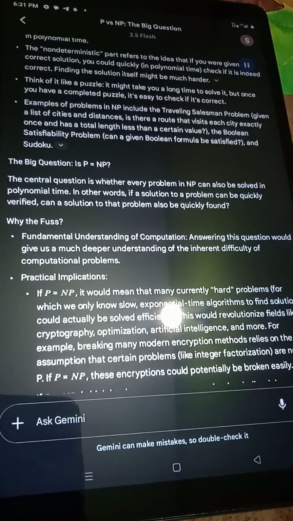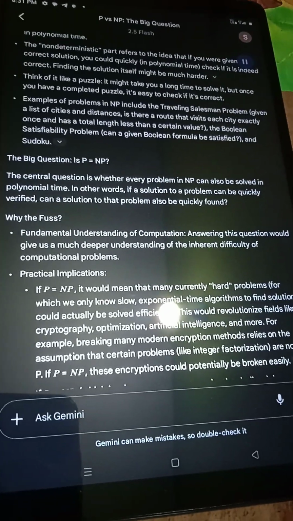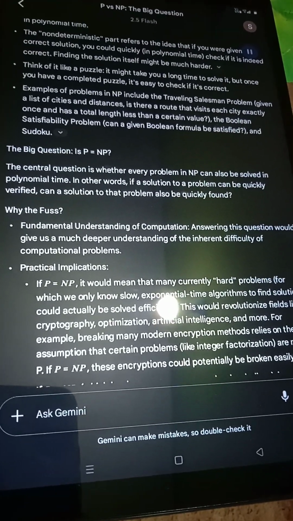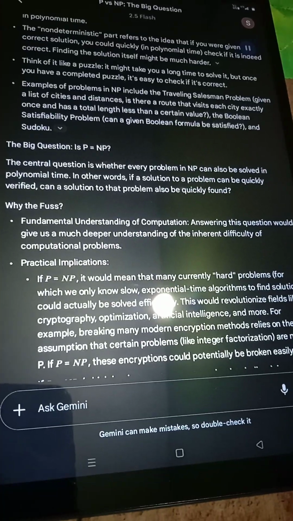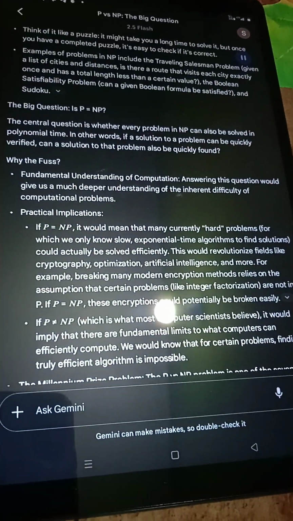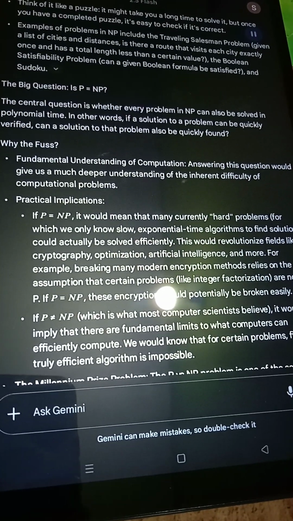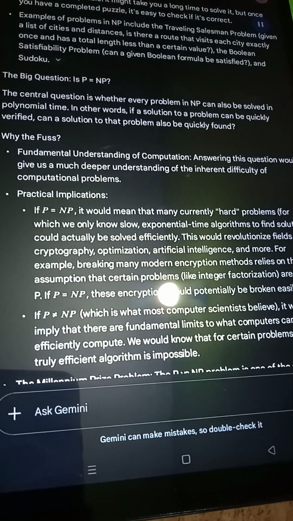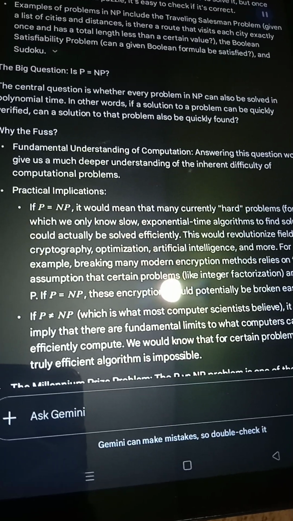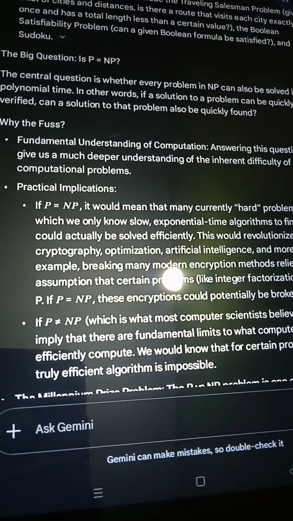Think of it like a puzzle. It might take you a long time to solve it, but once you have a completed puzzle, it's easy to check if it's correct. Examples of problems in NP include the traveling salesman problem: given a list of cities and distances, is there a route that visits each city exactly once and has a total length less than a certain value? The Boolean satisfiability problem: can a given Boolean formula be satisfied? And Sudoku.